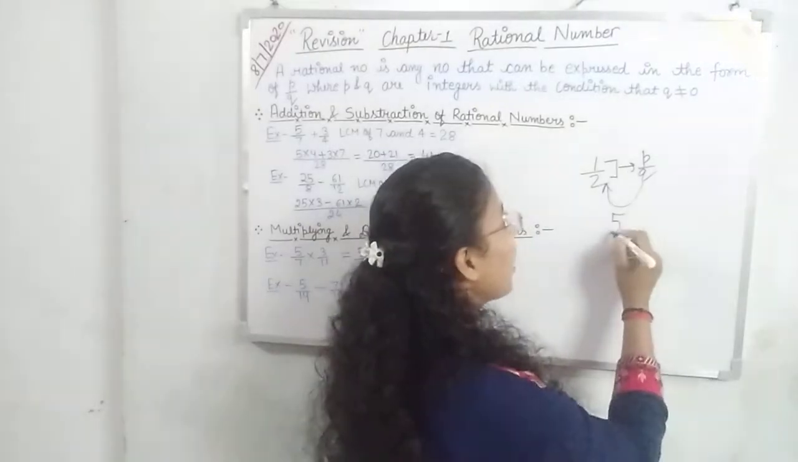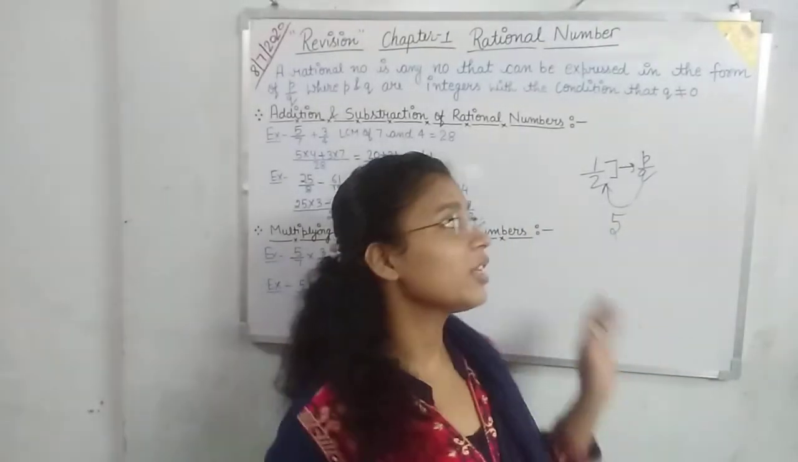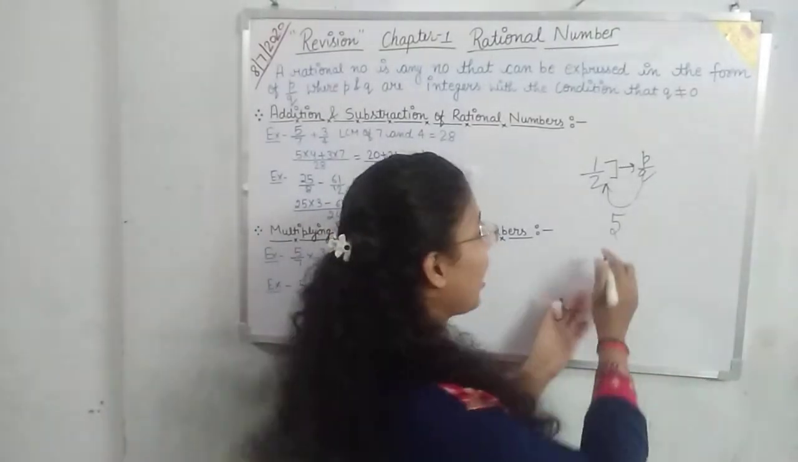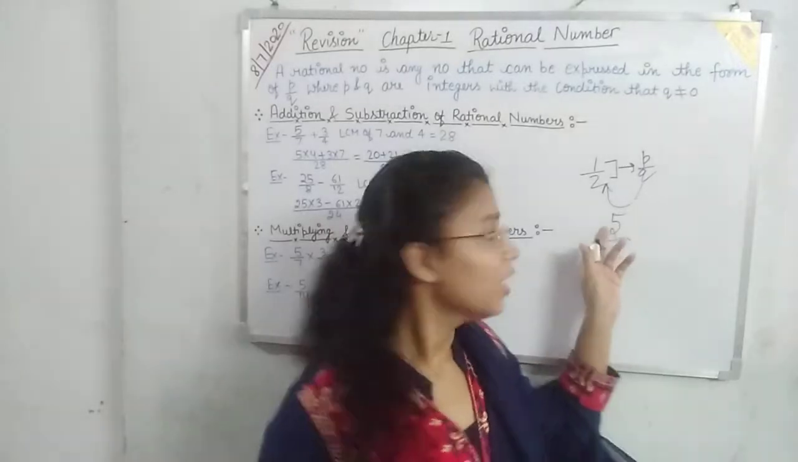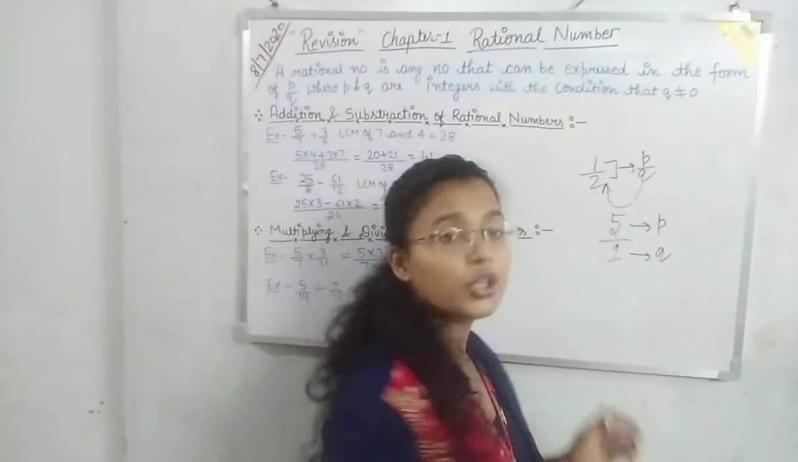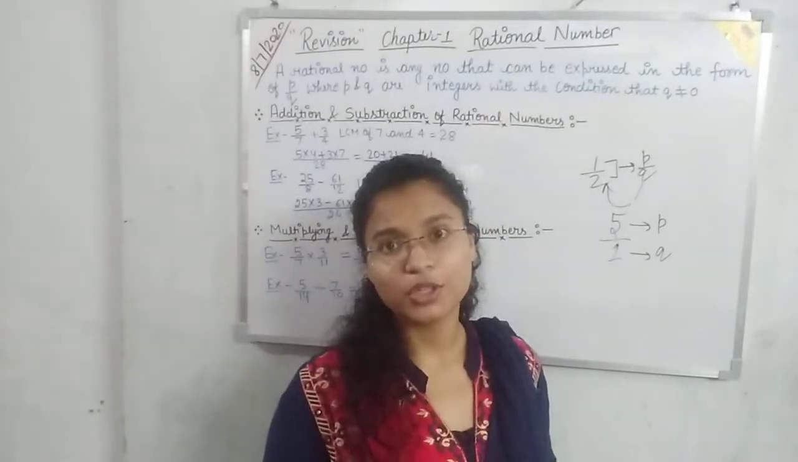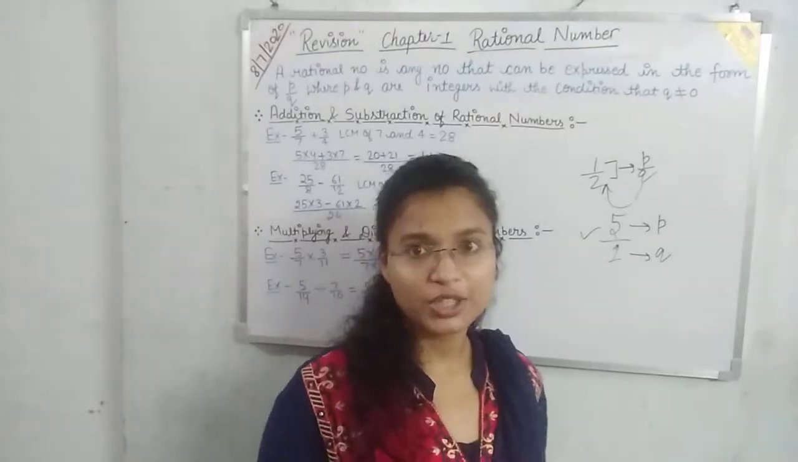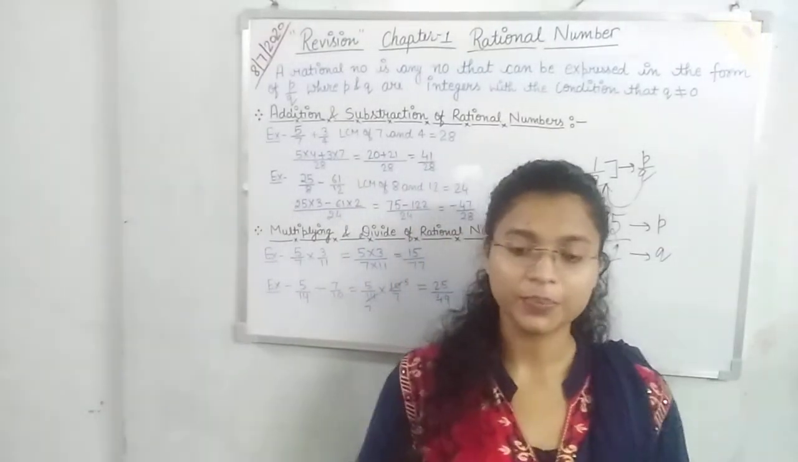Can we say that 5 is a rational number? Yes, we can say that 5 is a rational number. But how? We can write this 5 as 5 upon 1. Now 5 is in the place of P and 1 is in the place of Q. And here also the denominator is not equal to 0. So we can say that 5 is also a rational number. These are the two examples of rational number.